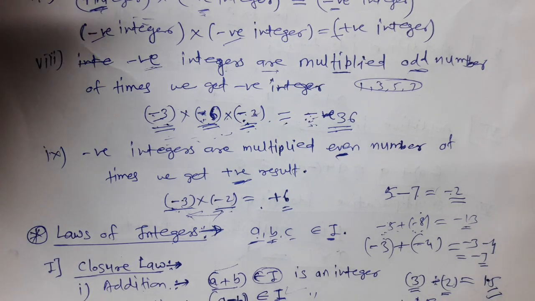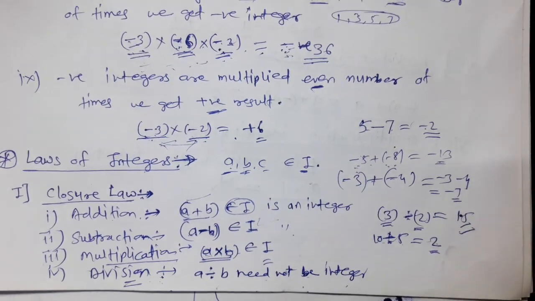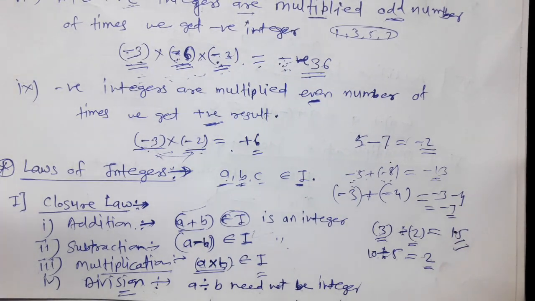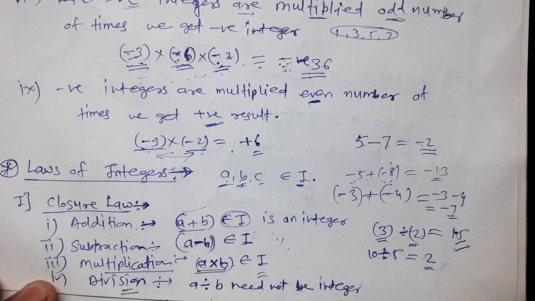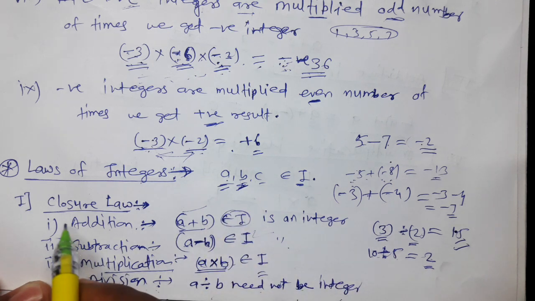As we explained before, the first law is the closure law. Now, closure means what? Closed. If we take two integers and perform any of these operations, the result should also be an integer. Then we can say that the operation is closed for the integers.